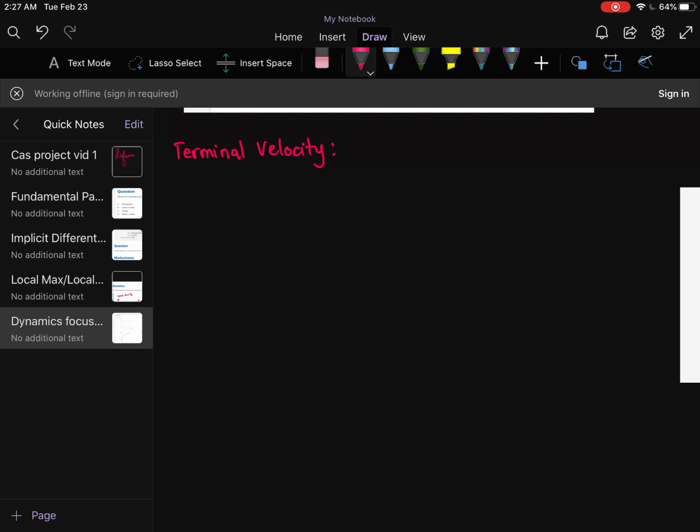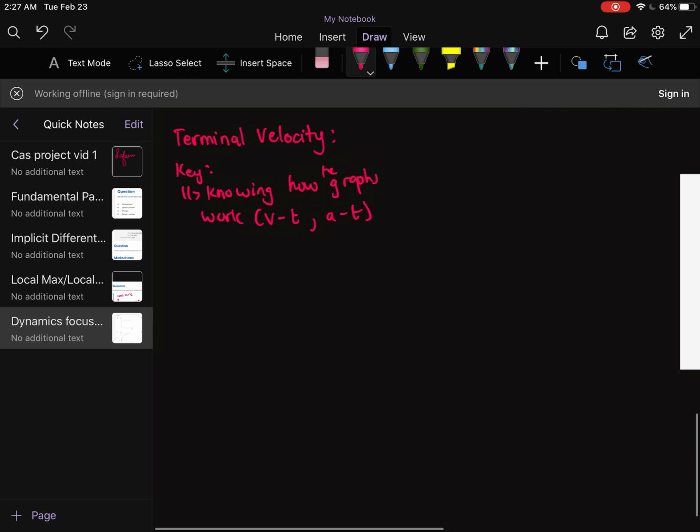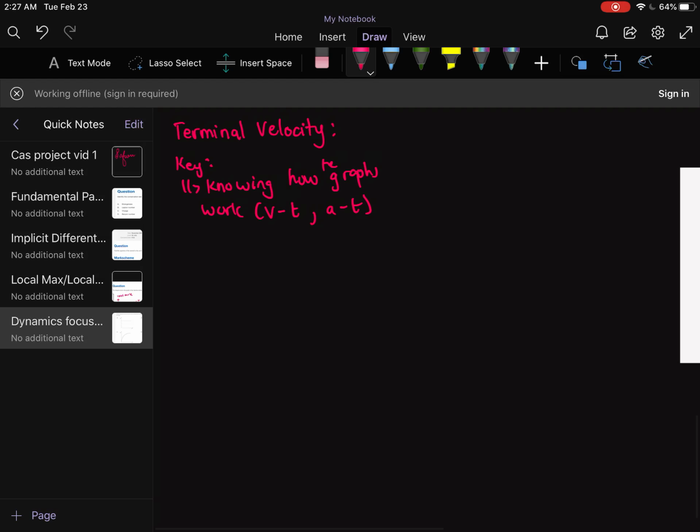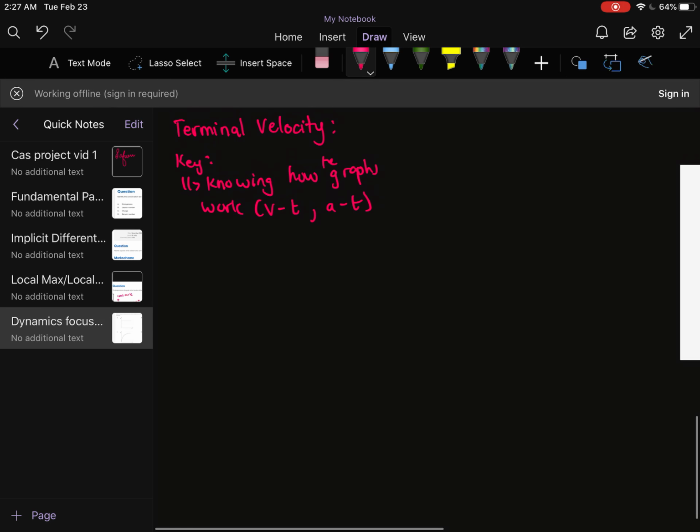Like it's not as difficult as something like momentum, even I'd say projectile motion, but the key is knowing how the graphs work, especially in paper 1. And I'm specifically referring to the VT graph and the AT graph. So I'm going to explain how terminal velocity works first from, I'd say, just intuitively what's going on.